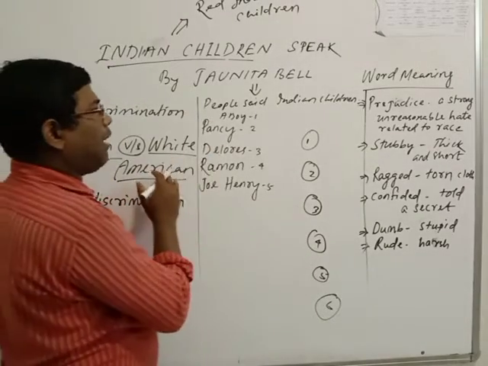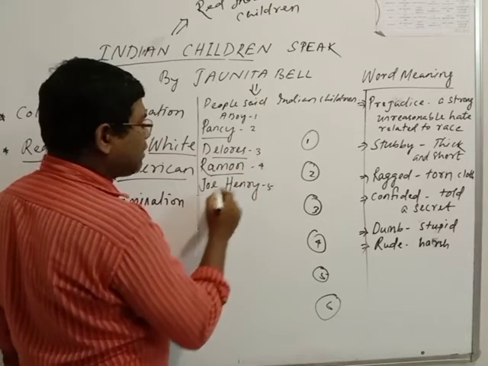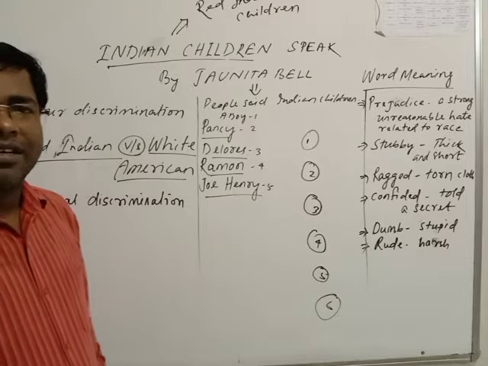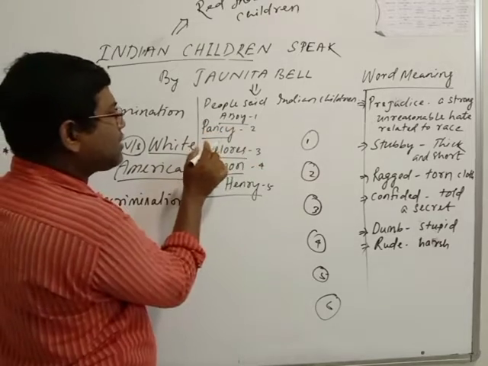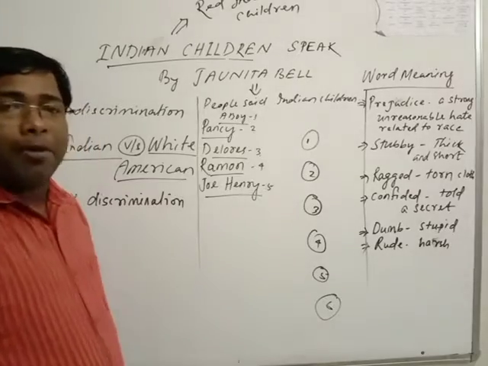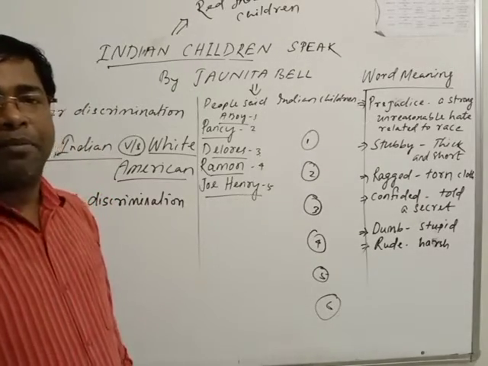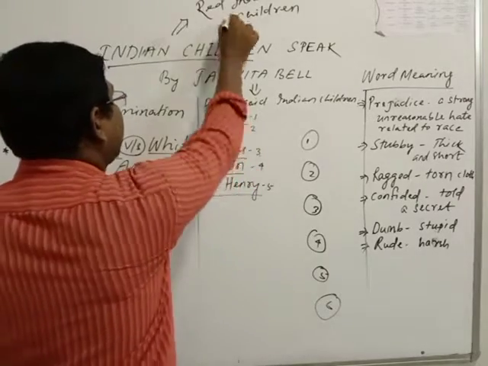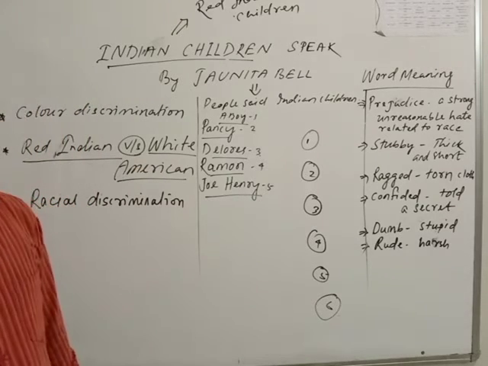And another thing you mark: Pansy, Delos, Ramon, Joe Henry. So who are they? And a boy. I have written 5 names, or 5 children's names. So actually they are red Indian children.